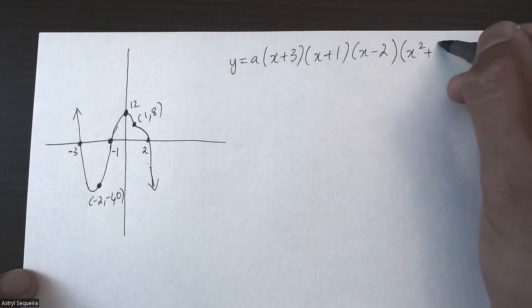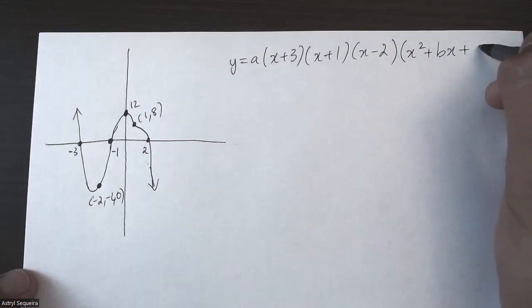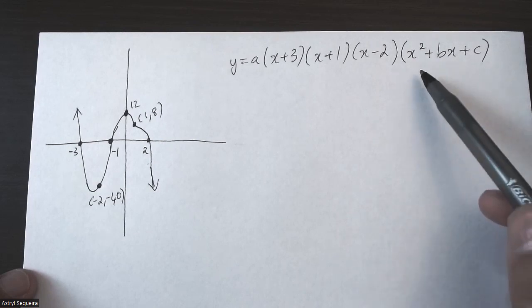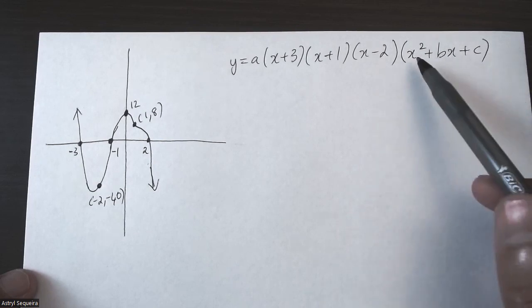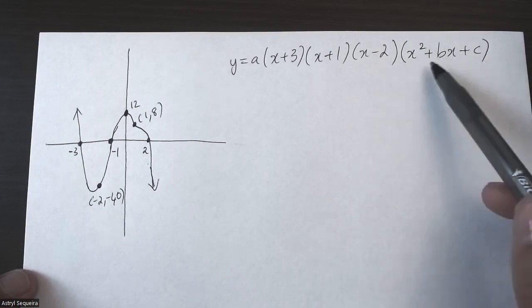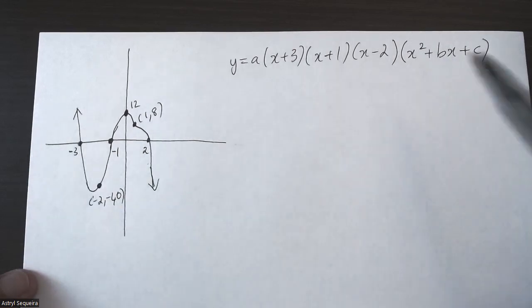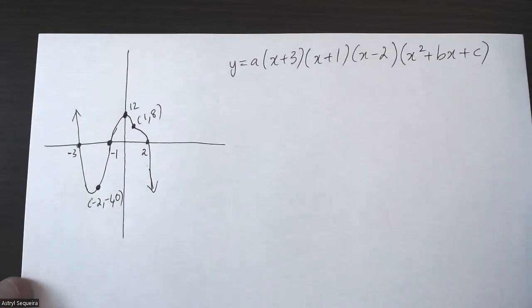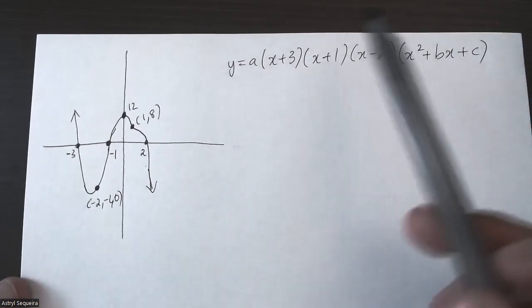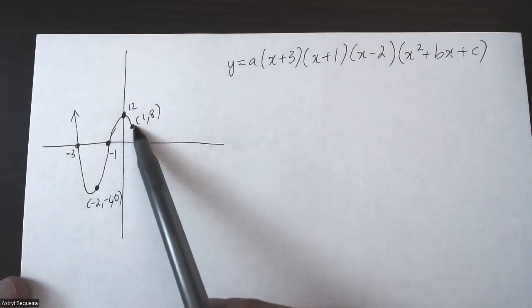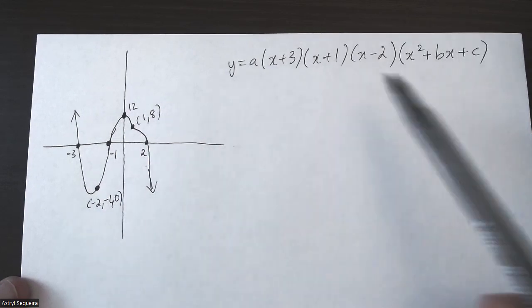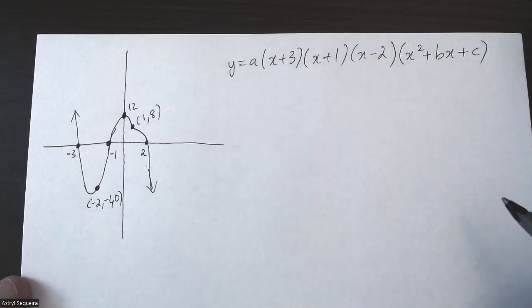So we'll represent it by x squared plus bx plus c. And remember, when we get to the final equation, this quadratic cannot be factored. That's why we don't have 5 x-intercepts, we only have 3. Okay, now once we have this basic equation down, we're going to sub in all 3 of our points into this equation, and we're going to solve that using substitution.